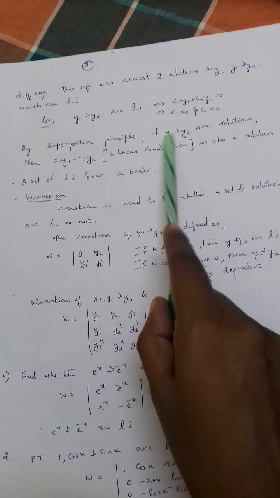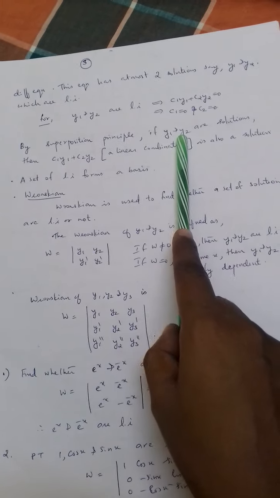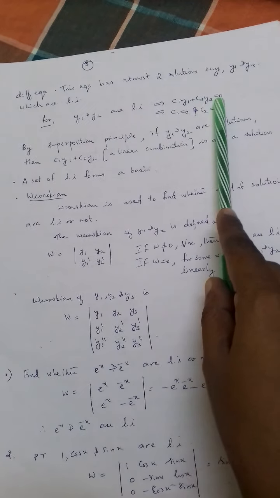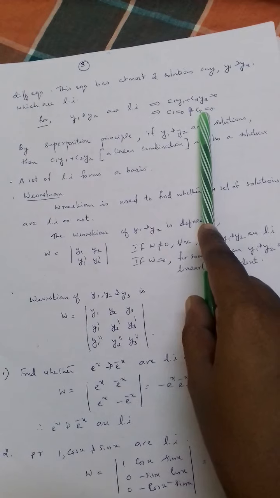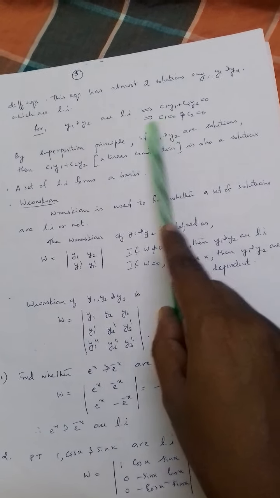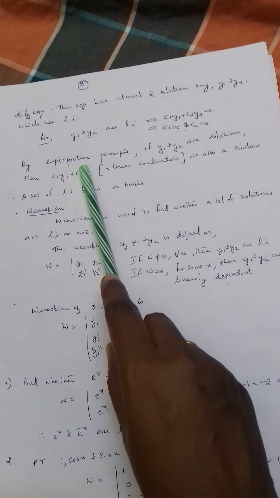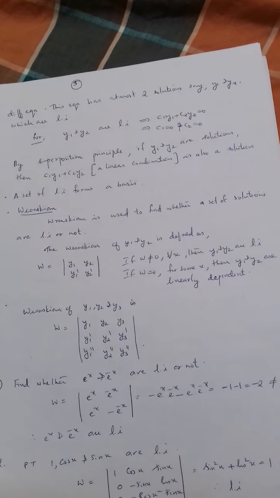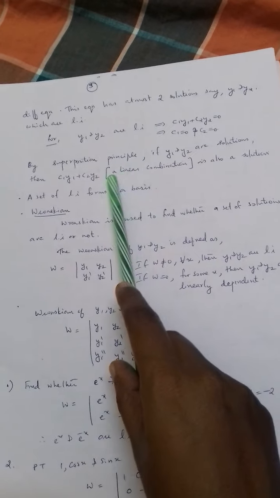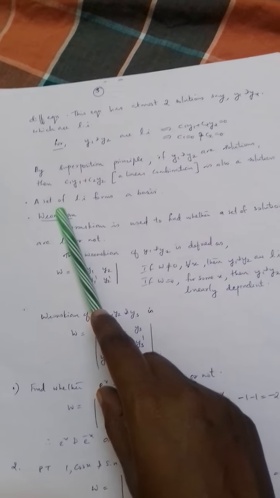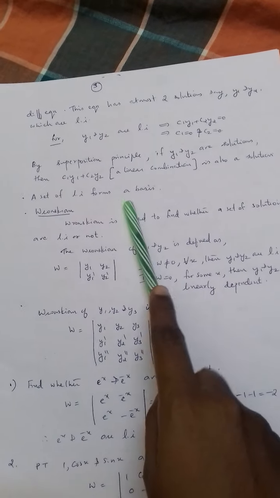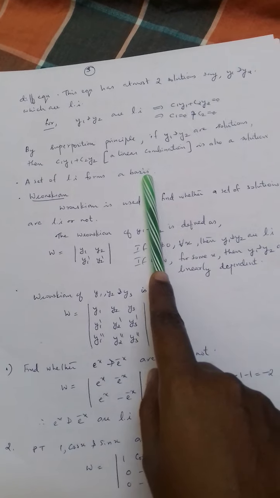So രണ്ട് solution y1 y2 linearly independent if the linear combination is equal to 0 implies both the constants are zeros. ഏതെങ്കിലും ഒന്നെങ്കിലും 0 അല്ലാതെ വരുവാണെങ്കിൽ they are said to be linearly dependent. So by this principle, if there are two linearly independent solutions, then its linear combination will be also a solution. ഇനി ഒരു സെറ്റ് ഓഫ് linearly independent solutionsന് ബേസിസ് ആണ് നമുക്ക് പറയാം. സെറ്റ് ഓഫ് linearly independent solution forms a basis.